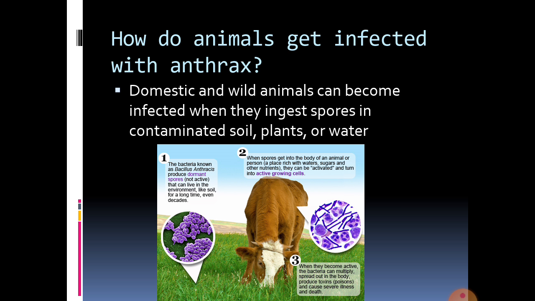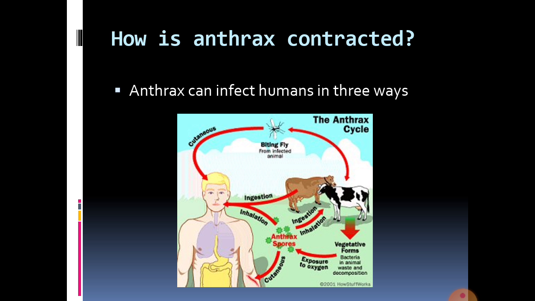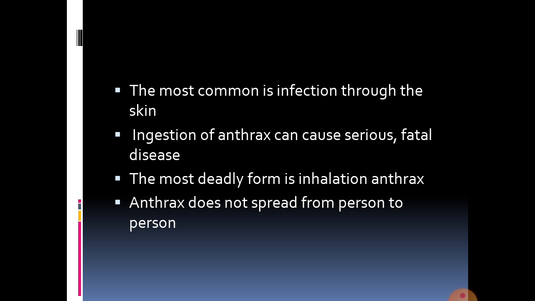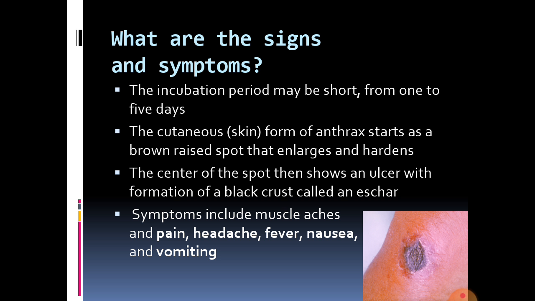How do animals get infected with anthrax? Domestic and wild animals can become infected when they ingest spores in contaminated soil, plants, or water. How is anthrax contracted? In humans, it can be in 3 ways. The most common is infection through the skin. Another one is ingestion of anthrax. It can cause serious fatal disease. The most deadly form is inhalation anthrax. Anthrax does not spread from person to person.